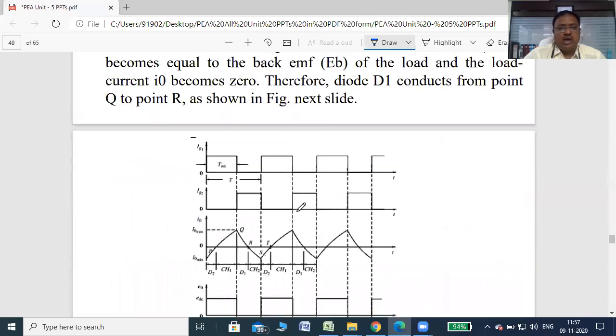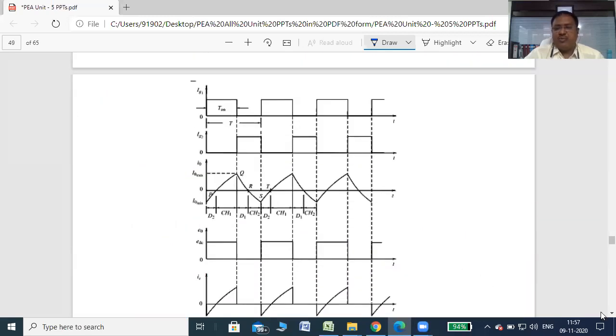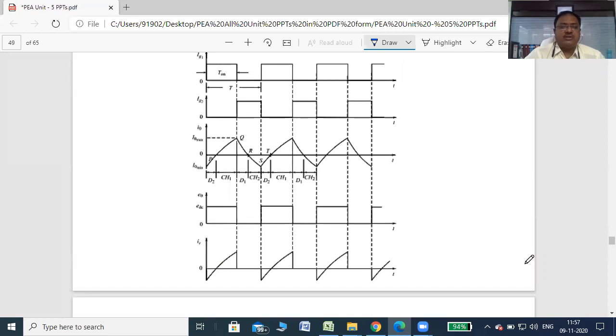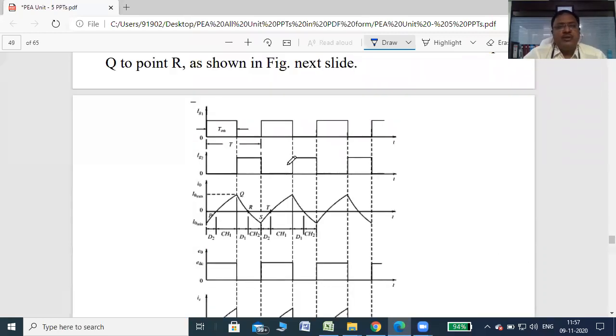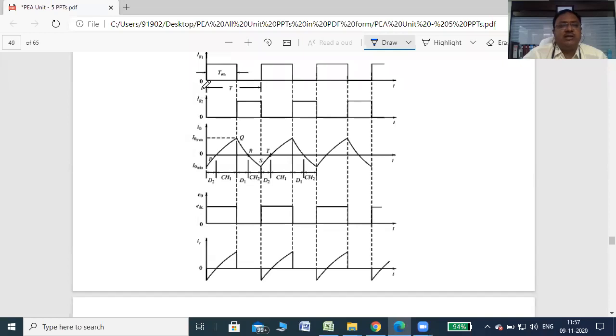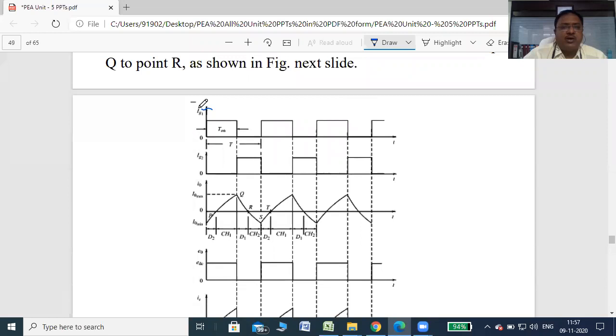I'll just show you the output waveform. With the help of the waveform, we will see the working of this two quadrant chopper. In this particular time, you can see from 0 to T on, this is a gate pulse applied to SCR1, IG1. From this point P, CH1 turns on and the current increases positively.